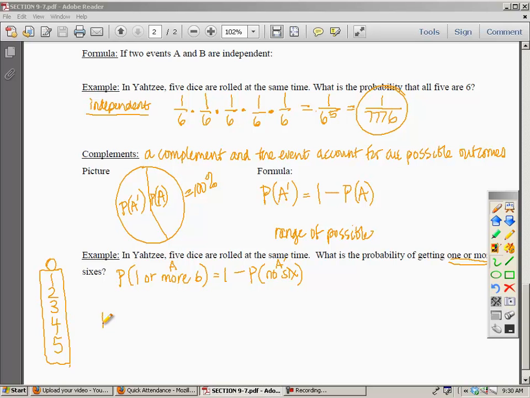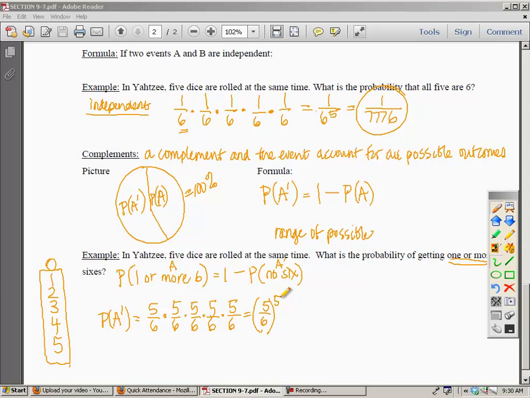So let's take a look at this. How do I find the probability that I don't get any 6s out of the 5 dice? Well, the probability that my first die is not a 6 is 5 out of 6, because 1 out of 6 is a 6, like we said up here. Times, what about my second die? 5 out of 6. My third die is 5 out of 6. My fourth die is still 5 out of 6. And my fifth die is 5 out of 6. So this really, to save us some time, is 5/6 to the 5th power.